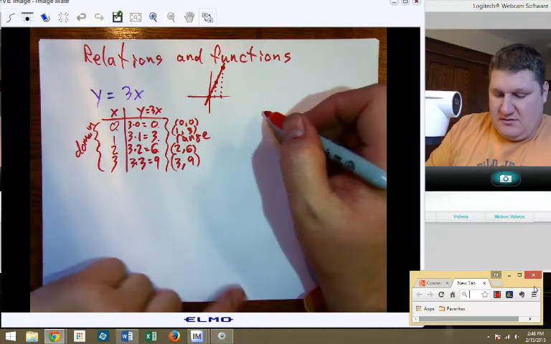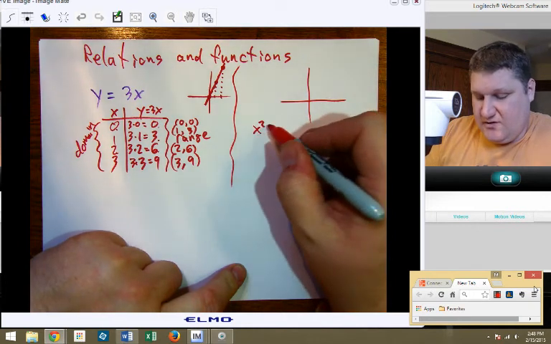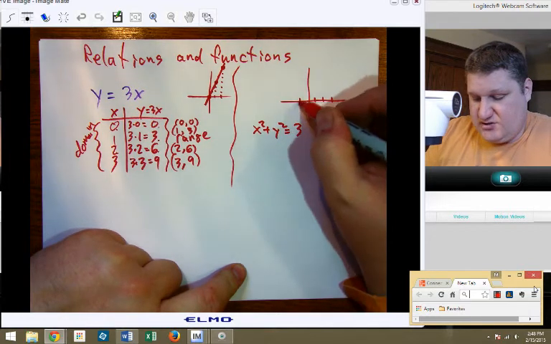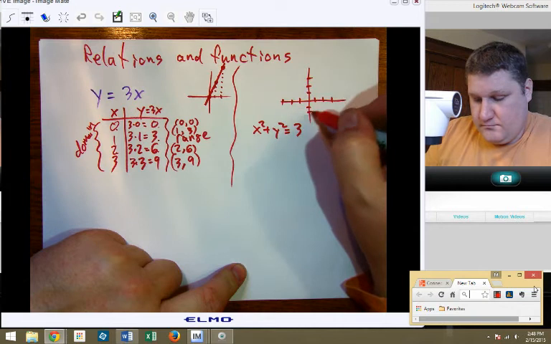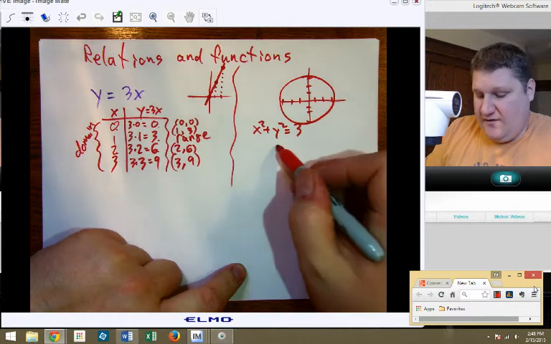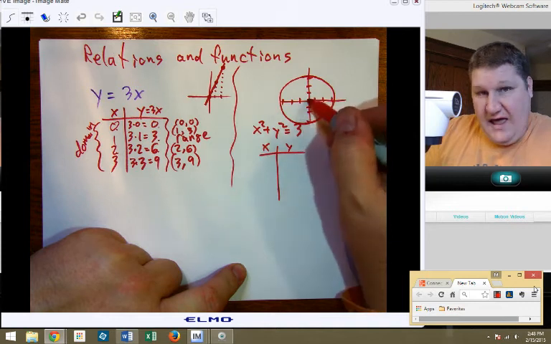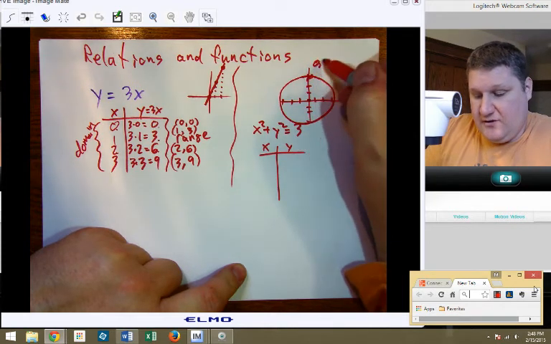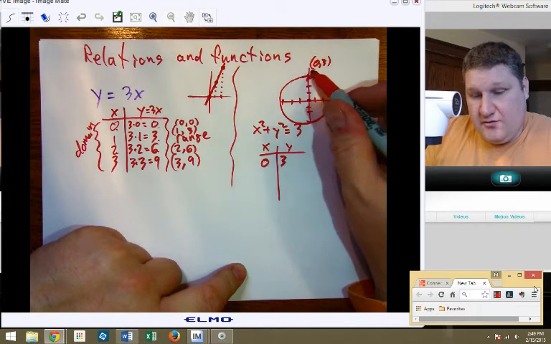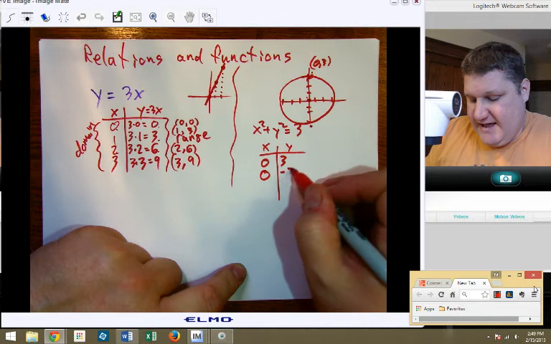Let's take a look at a different relationship. If I have a relationship that looks like this, x squared plus y squared equals 3. That's actually the equation of a circle. And it would look like this. Now, if I made a table of these values, x and y, at 0 for x, I could go up to positive 3. But the thing is, I don't only go to 3. There's a circle above it, but there's also a circle below it. So it could be 0, negative 3.